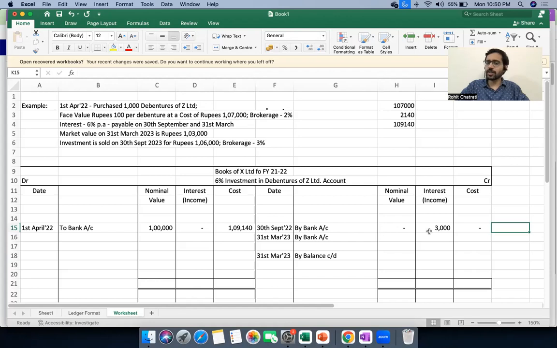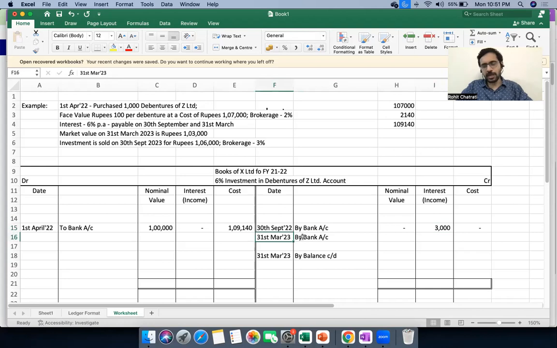And why have I written this on the credit side and not on the debit side? The reason is that the journal entry is bank account debit to interest income. Interest income is being credited, and therefore on the credit side, I've written by bank account.